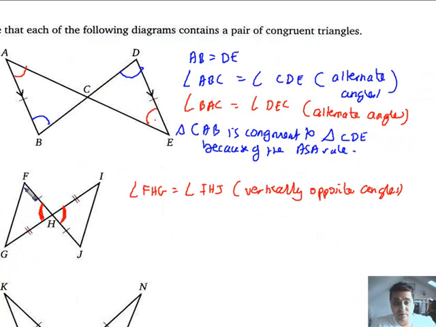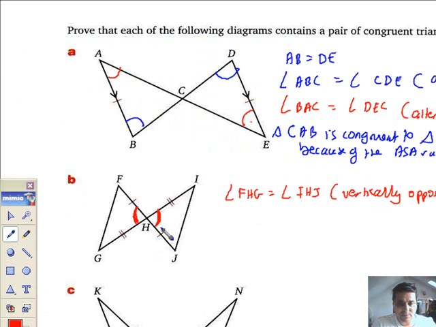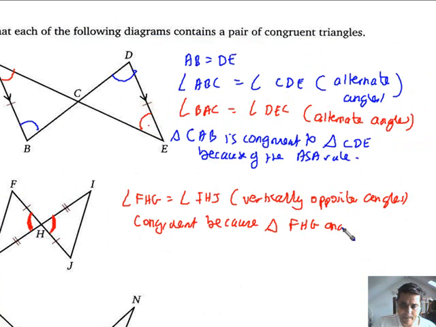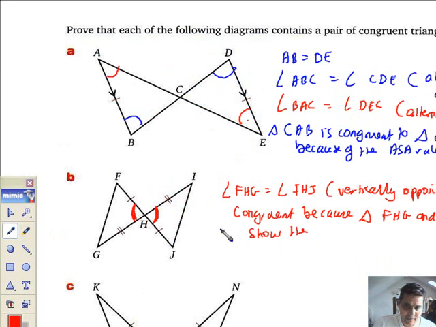So what? Well look, I've got a side, angle, side triangle. Side, angle, side triangle. So they're congruent because triangle FHG and triangle IHJ show the SAS rule, side, angle, side rule. And that's all there is to say about that.